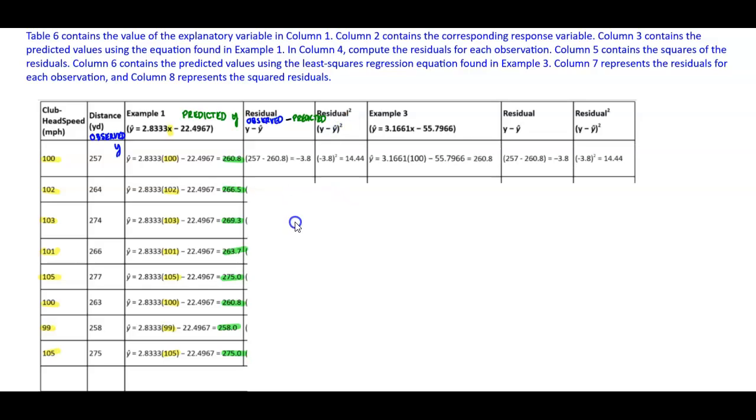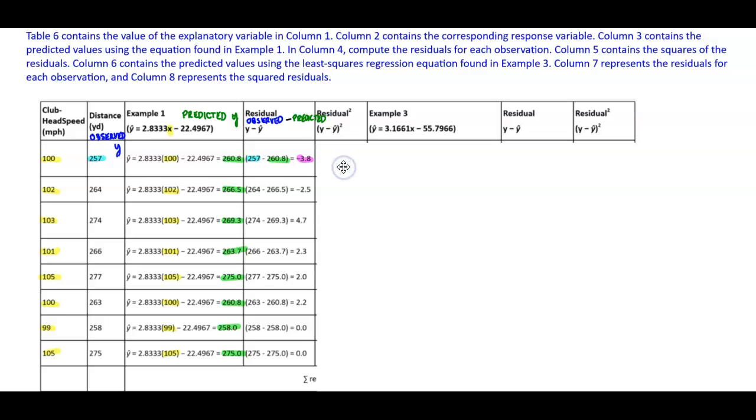So let's take a look here. We have our observed value, which is 257, and then we're subtracting our predicted value to get negative 3.8. And that is the residual for the first one. Okay, the next one, we're going to take the observed y value, which is 264, and subtract the predicted value of 266.5, which gives us a residual of negative 2.5.